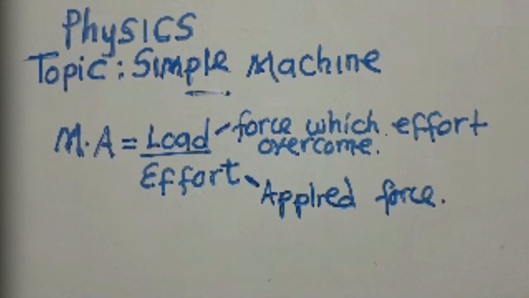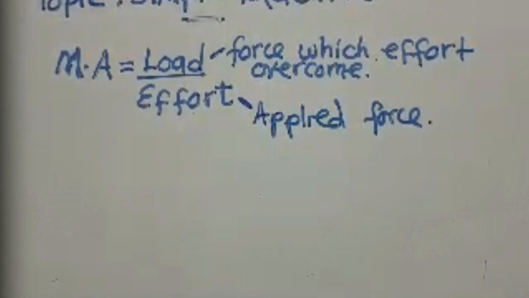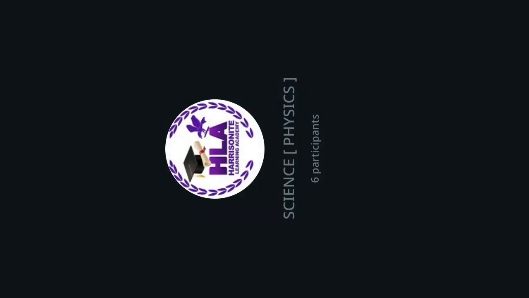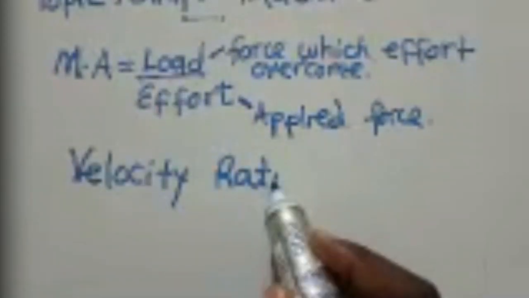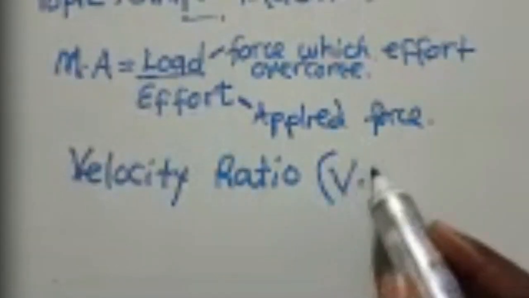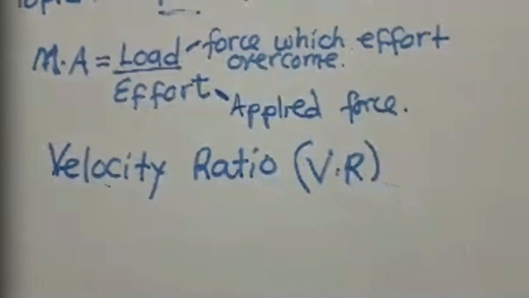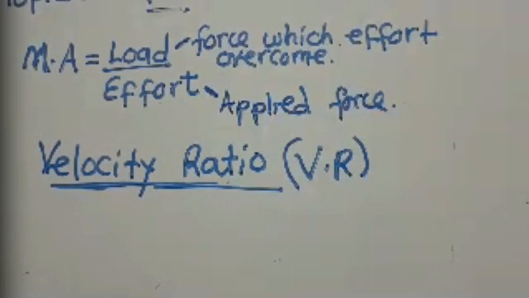Today we are going to continue with this same topic, but we'll be looking at another thing which is different. So we can now start writing from here. It is called the velocity ratio. This is what we'll be talking about, velocity ratio as VR, like that. So let's write something here. This is called the velocity ratio.